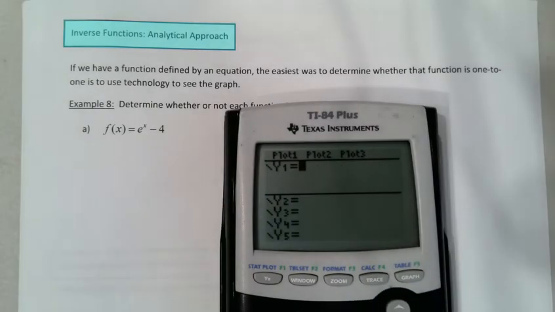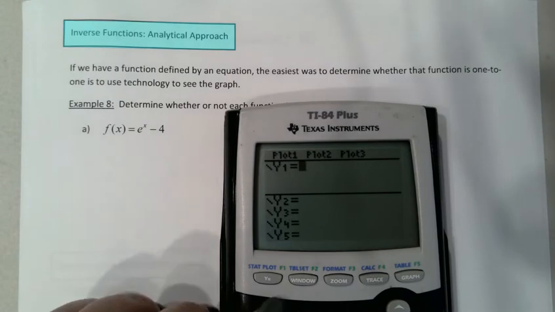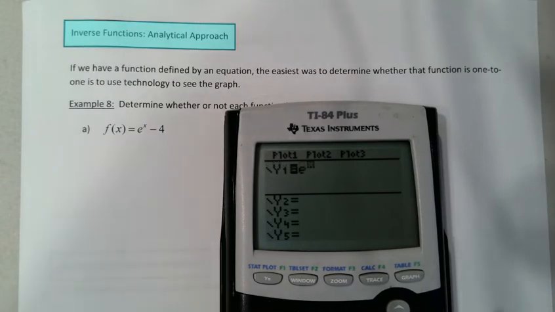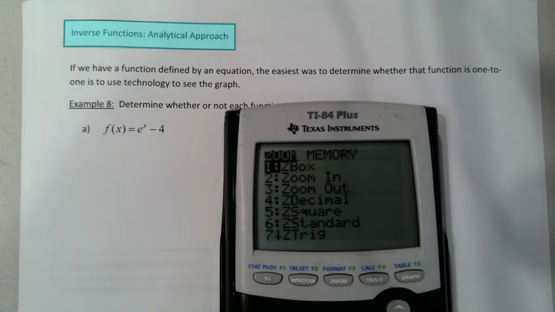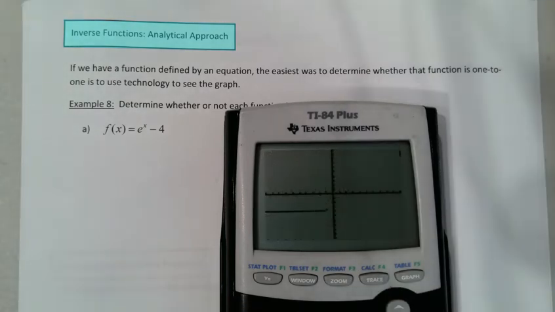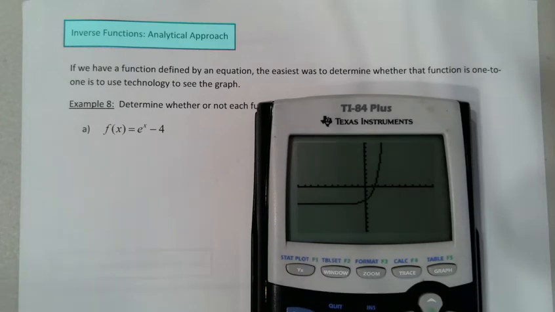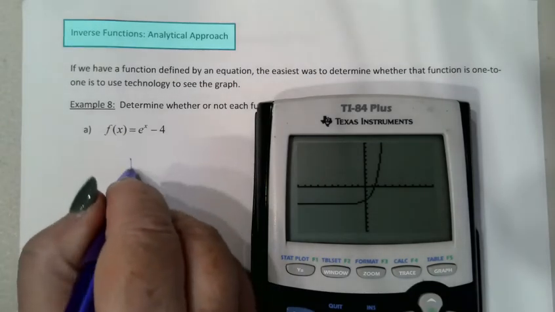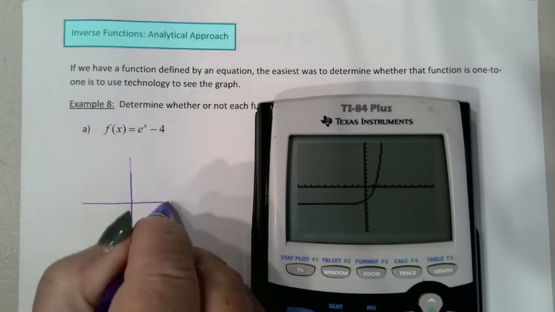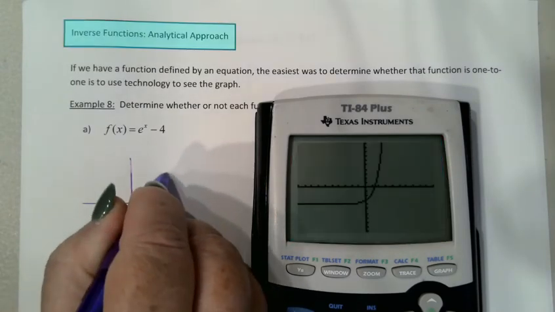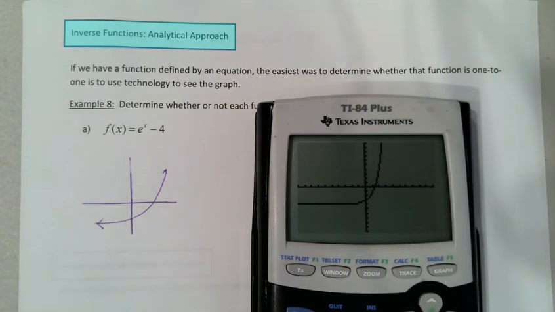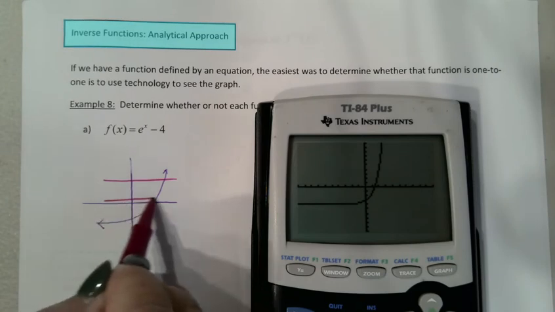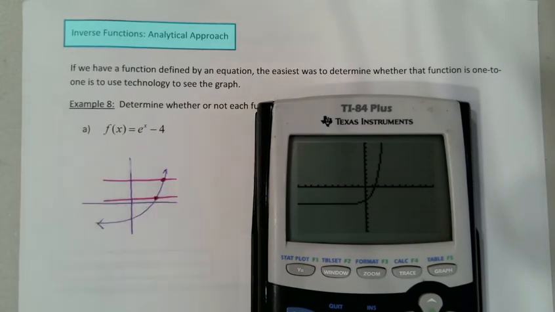First graph is one of our new ones. It's an exponential function, right? I'm going to graph the function e to the x minus 4. Notice I've used Euler's number there as the base. And not surprisingly, there's an exponential growth curve. We would have expected that. And if I imagine any horizontal line, it's only going to hit that graph once.